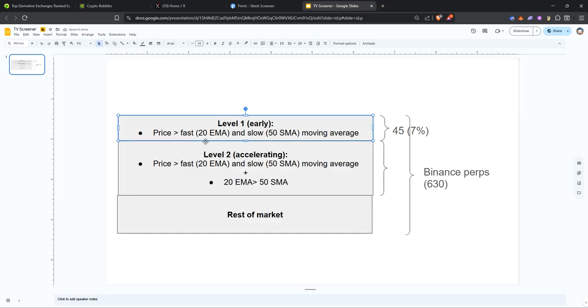So that's level one, right? We look at all tokens where it's above the fast and slow moving average. So let's look at level two. I actually assume it's going to be a lot smaller than 7%, obviously, because it has to be less than this, right?